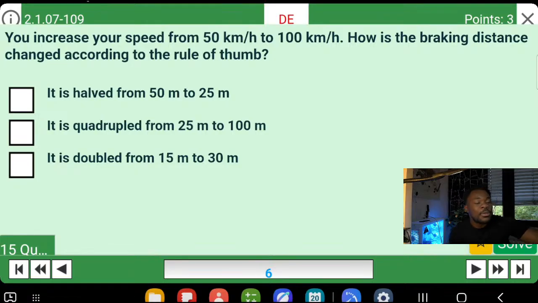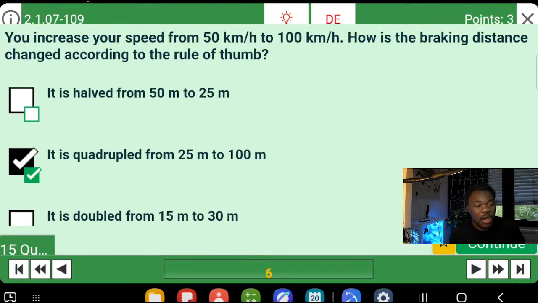Now, with a speed of 50 kilometers per hour, our braking distance is going to be 25 meters. With a speed of 100 kilometers per hour, our braking distance is going to be 100 meters. That is how we conclude that number 2 is our correct answer. Because the 25 meters represents the braking distance for 50 kilometers per hour, and the 100 meters represents the braking distance for 100 kilometers per hour. And I'm not making this up. I can show you how to get it. The braking distance is the speed traveling divided by 10 times the speed traveling divided by 10.